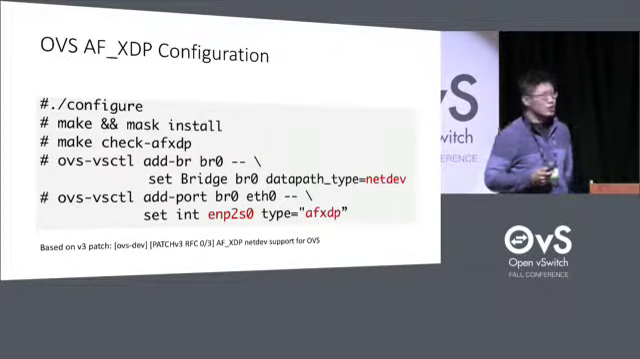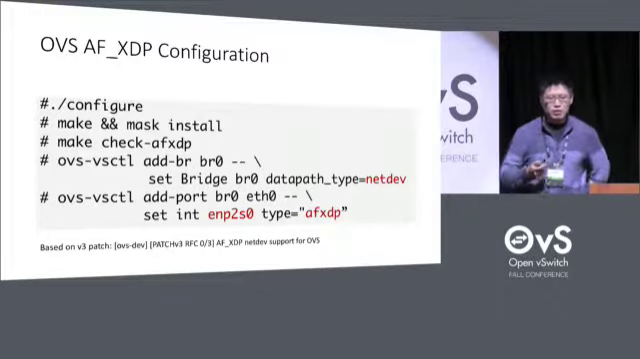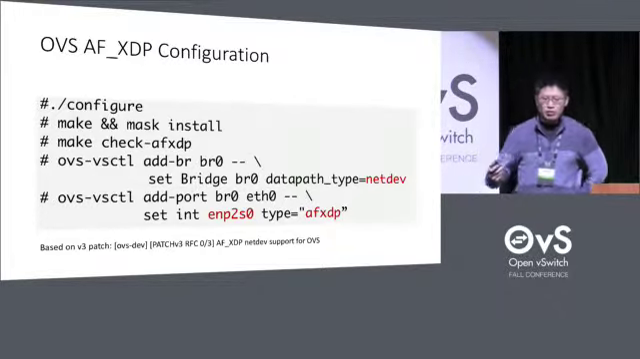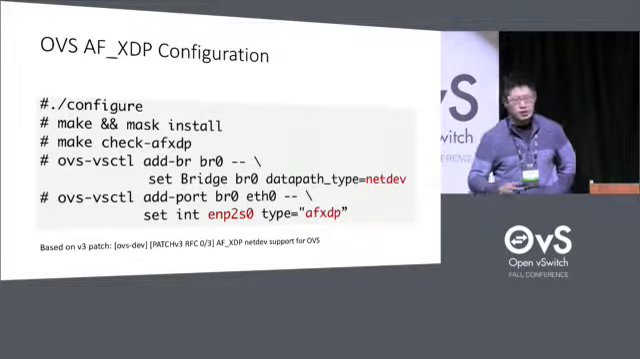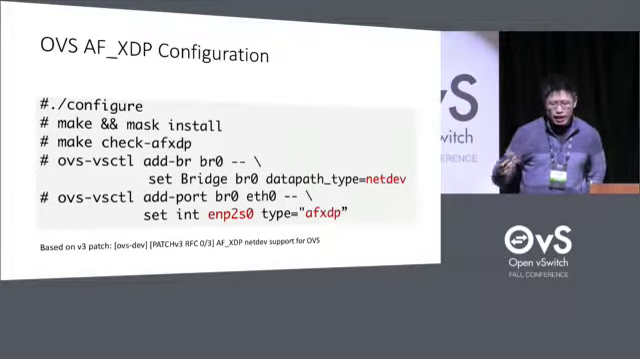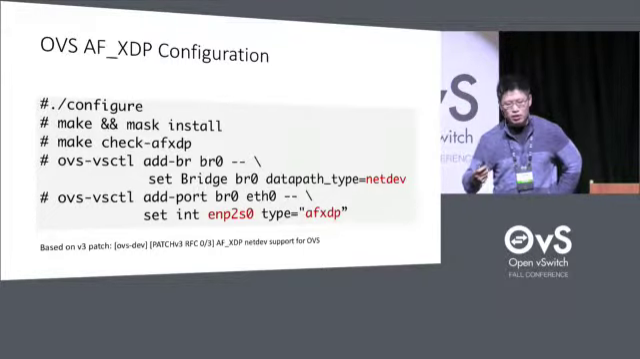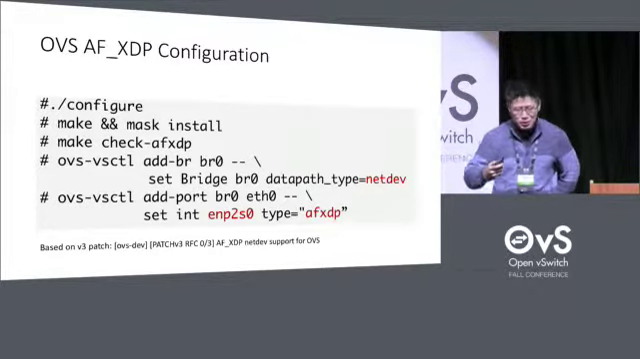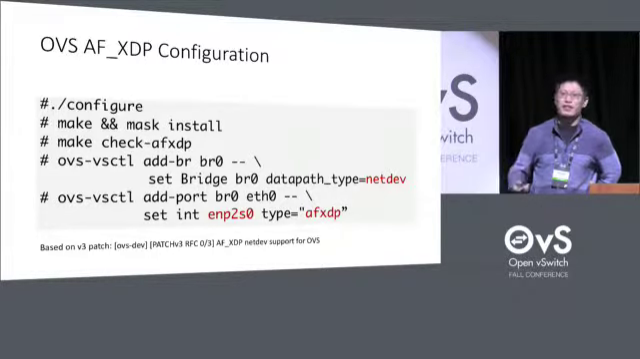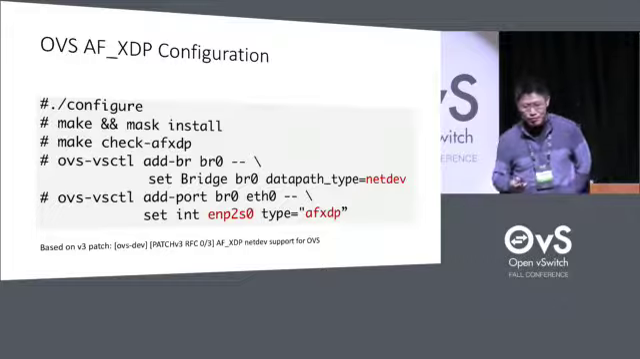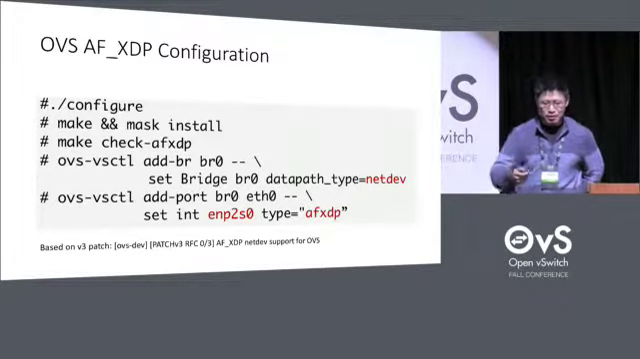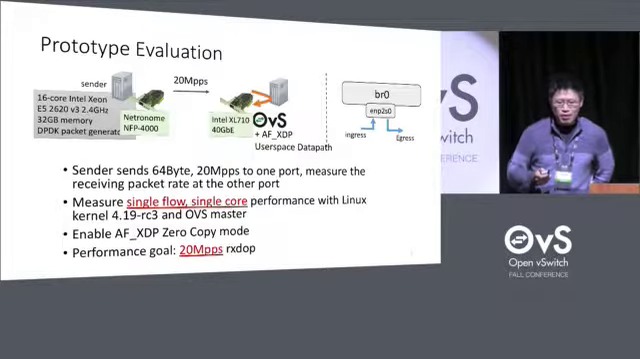For configuration, it's very simple. You do configure, make install, and then you add a bridge br0, and the datapath type is netdev. Then you can add a port. This port, in our case, is enp2s0, and you say the type is afxdp. I posted my v3 patch on the mailing list, based on this command line.